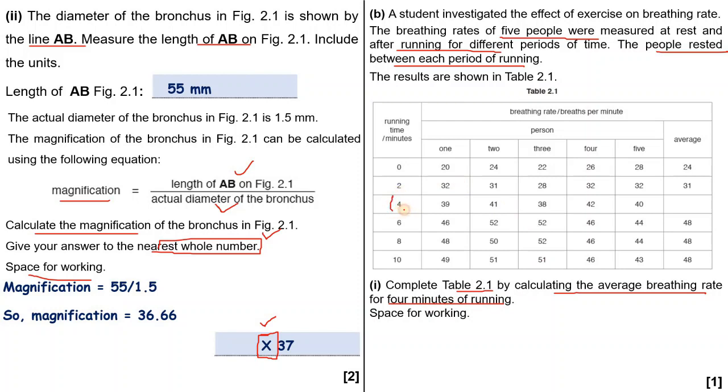So this is the 4 minutes of running, and for this you need to enter the data over here by calculating the average. Now it's very simple. You need to calculate the average by totaling the data. This is 1, 2, 3, 4 and 5. The sum of this divided by 5. So we get 200 divided by 5 equals 40. So our answer for this will be 40.